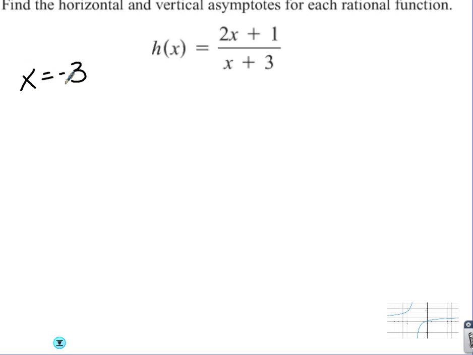So x can't be negative 3, because at negative 3, since it is not a factor of the top, you have a vertical asymptote at negative 3. Since your powers are the same, you have a first power on top and a first power on bottom. Anytime your degrees are the same, you always go to your leading coefficients, which are 2 and 1. Y equals 2 over 1, or just y equals 2, will be your horizontal asymptote.